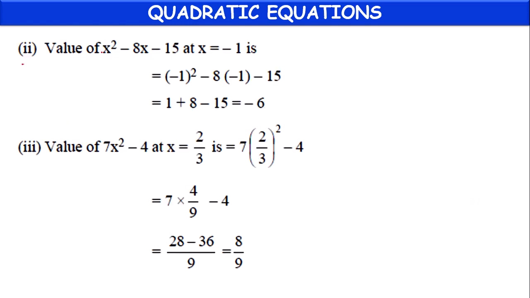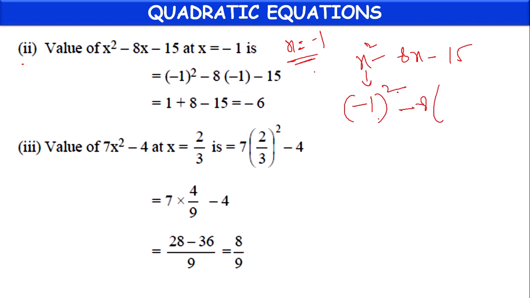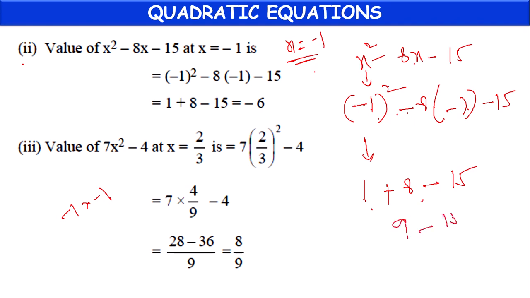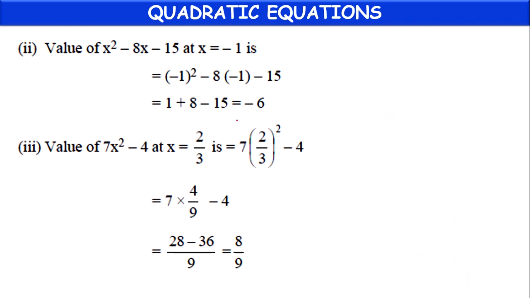In the second example, find the value of x square minus 8x minus 15 when x equals minus 1. In the place of x, we keep minus 1: minus 1 whole square minus 8 into minus 1 minus 15. Minus 1 whole square means minus 1 into minus 1, it will become plus 1. No need to mention plus. Minus into minus is plus 8, so 1 plus 8 is 9, minus 15. 9 minus 15 means minus 6. Minus 6 is the answer.